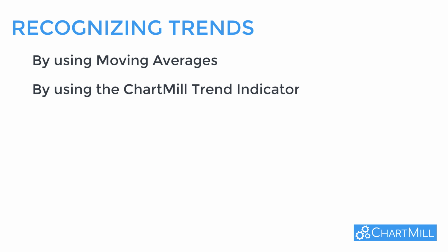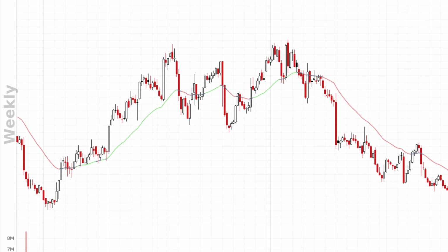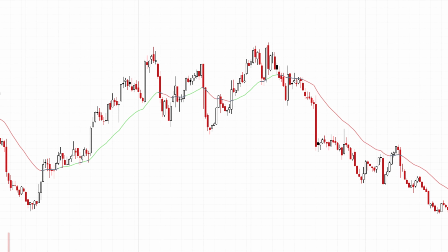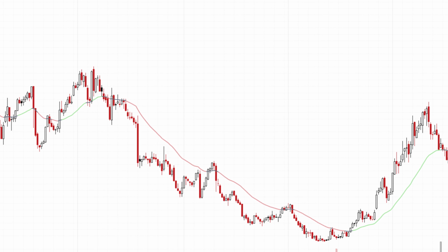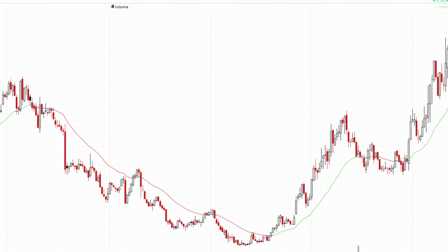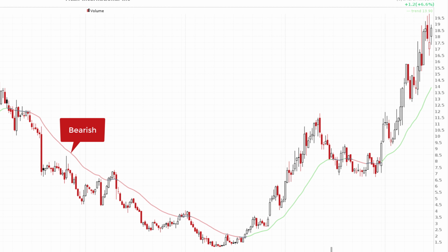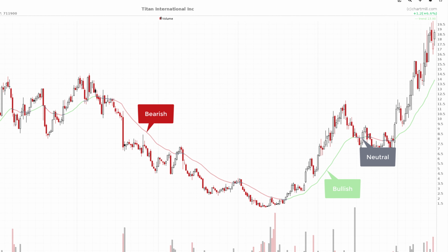The ChartMill trend indicator is a 30-week moving average line used on the weekly chart, so each bar or candlestick thus represents a full trading week. It serves to visualize the long-term trend of a stock. The line can be red, green or gray, and red is bearish, green is bullish and gray is neutral or a sideways trend. The advantage of this indicator is that a single line can represent the different long-term trend stages.